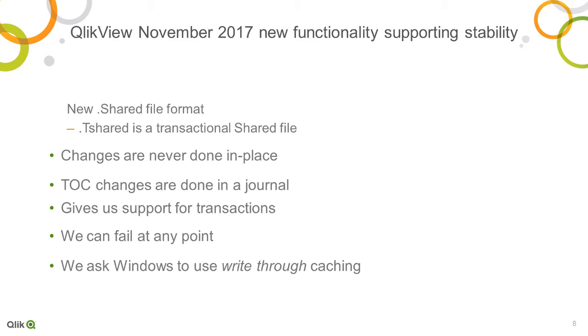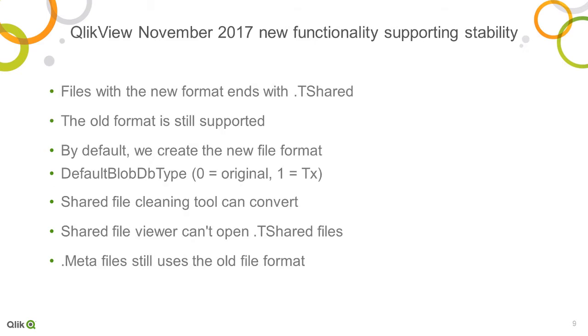And we use Windows functionality to enable all of this. So it's still a single file on disk, but the functionality is that of more of a database. This means that the new shared file that sits on your file system right next to the document is now called .tshared.